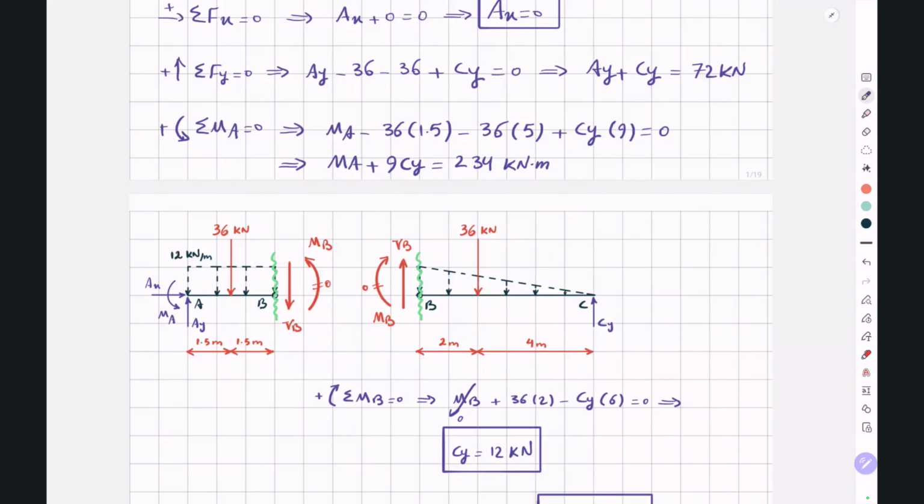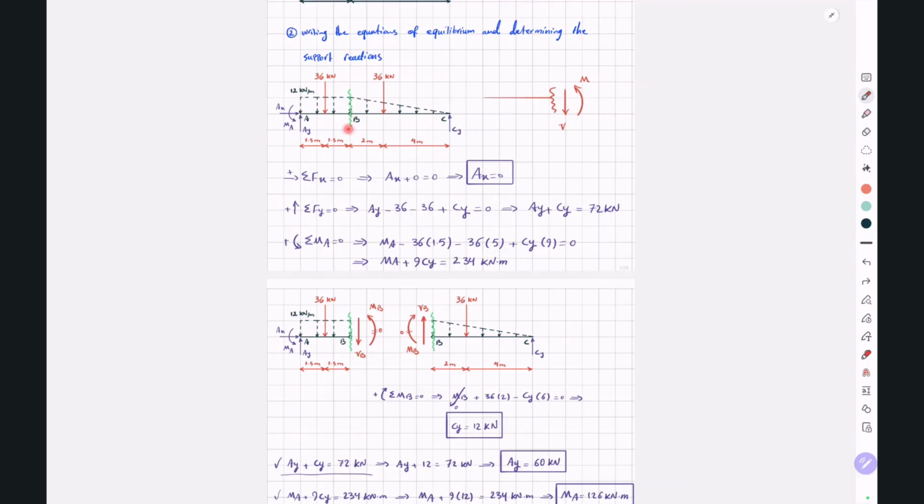So again, we have three equations and three unknowns. And by solving this system of three equations, three unknowns, we will be able to determine AY, CY, and MA. And the values you get for those three support reactions will be exactly the same as the ones that we determined by writing the equation of equilibrium using the right cut segment. So again, when you have an internal hinge along the beam, you can cut the beam exactly at the point where you have your internal hinge.